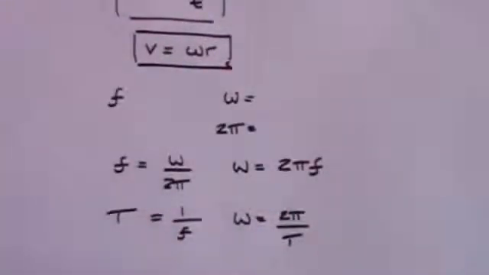So if omega is 2 pi f, and f is 1 over t, it's also 2 pi over t. Now we're going to consider the acceleration that we spoke about before, the centripetal acceleration.